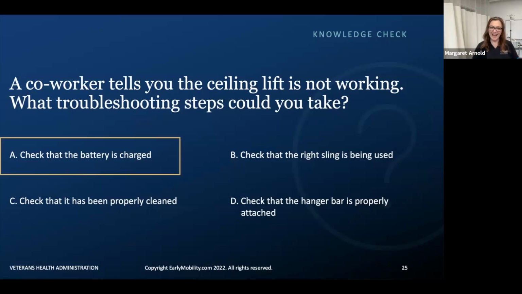The answer is A, check that the battery is charged. Now, all of these answers are correct in terms of things you should check before you lift your patient. However, if the fact is your ceiling lift is not working, the battery is the most likely option. A sling is not going to impact the working of the lift. The cleaning is not going to impact whether or not the motor is working. And whether or not the hanger bar is properly attached will not affect whether or not the motor is working.